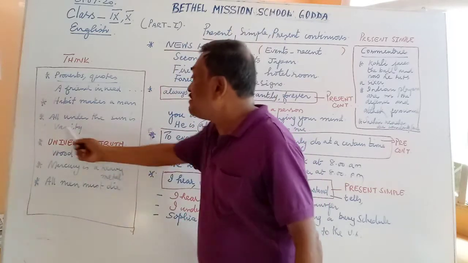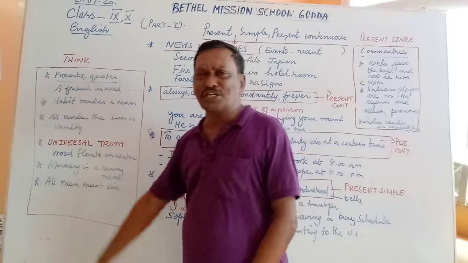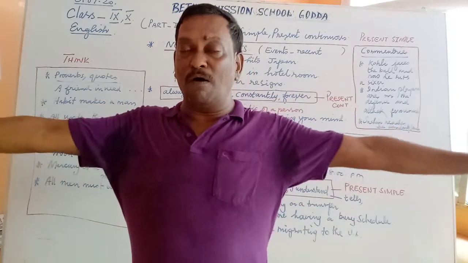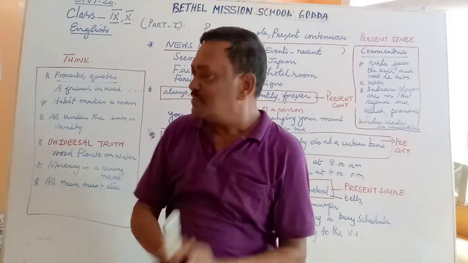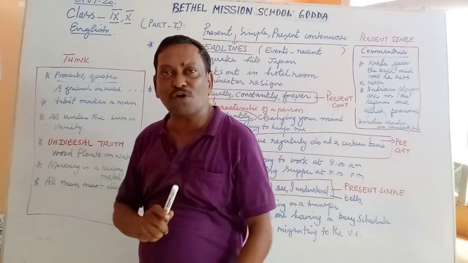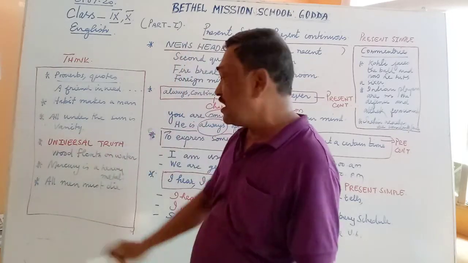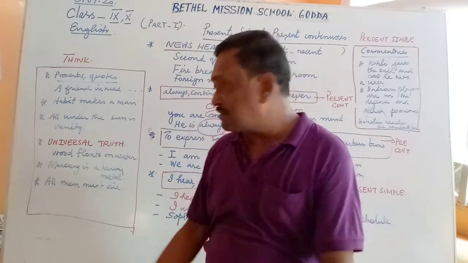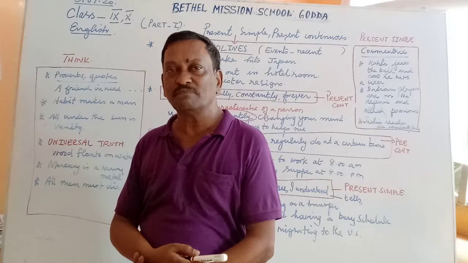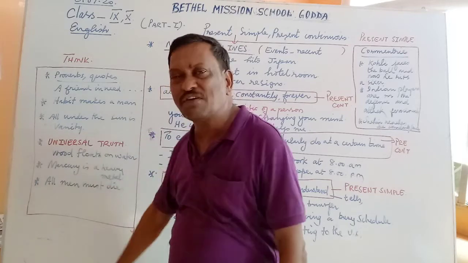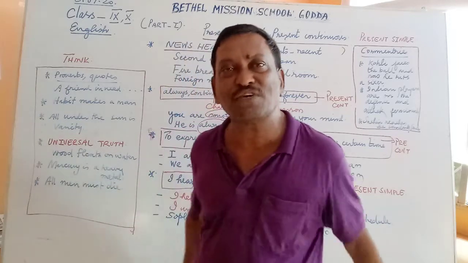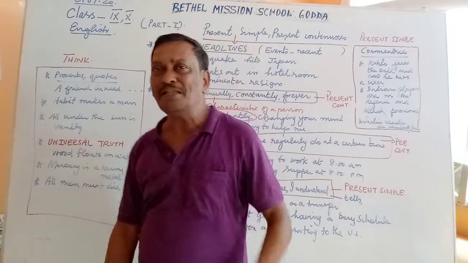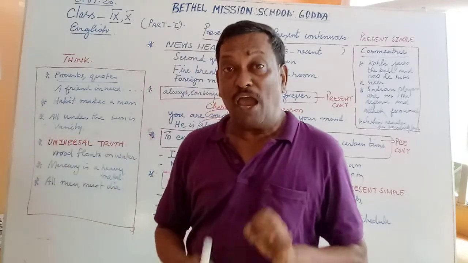Okay. Universal truth. What is the universal truth? Something, a fact that has been accepted by the world. There is no change in this. You see, wood floats on water. It's a scientific truth. Mercury is a heavy metal. There are so many scientific facts, and all the scientific facts are generally written in present simple.